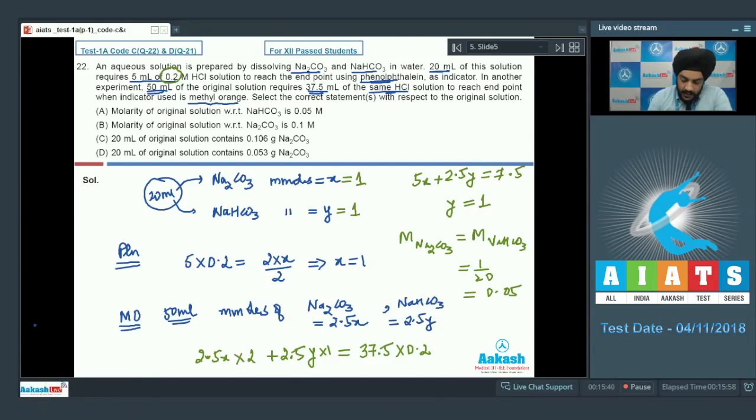So students, the molarity of original solution with respect to sodium bicarbonate 0.05 M, it's correct. Molarity of original solution with respect to sodium carbonate is 0.1 molar, it is incorrect. 20 ml of the original solution contains 0.106 grams of Na2CO3. Students, it contains 1 millimole, and the weight of 1 millimole of Na2CO3 is 106 milligrams. So this statement is correct. So D option shall be automatically incorrect. So students, the options which we have to mark for this question are option A and option C.